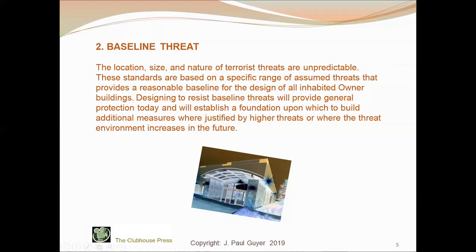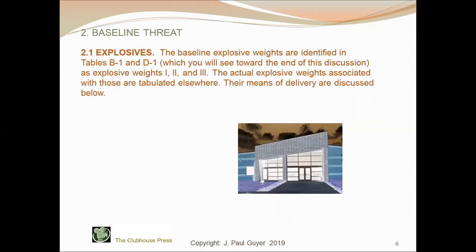And as I indicated, referring to them as threats one, two, and three is just the way it goes, because the defining of these threats by the Department of Defense is nominally in terms of pounds of TNT or dynamite, but the definitions of threats one, two, and three change because terrorists are always devising new ways to construct their bombs. Now, the baseline explosive weights are identified in tables B1 and D1, which you will see towards the end of this discussion.